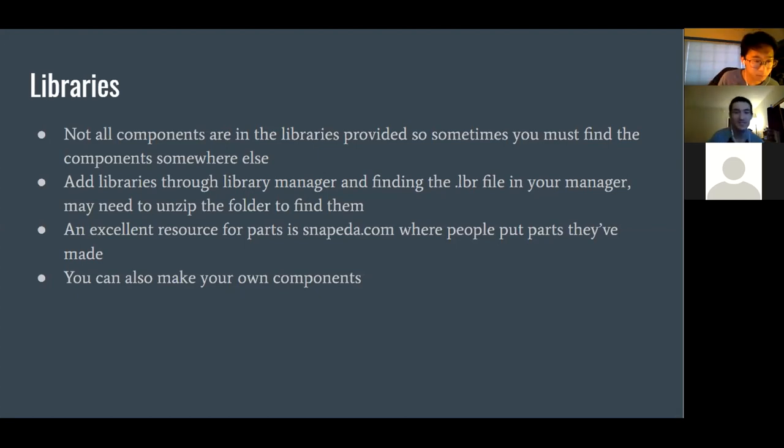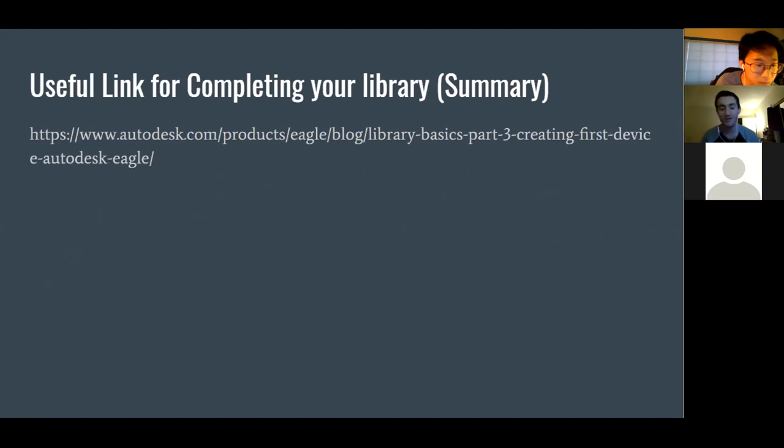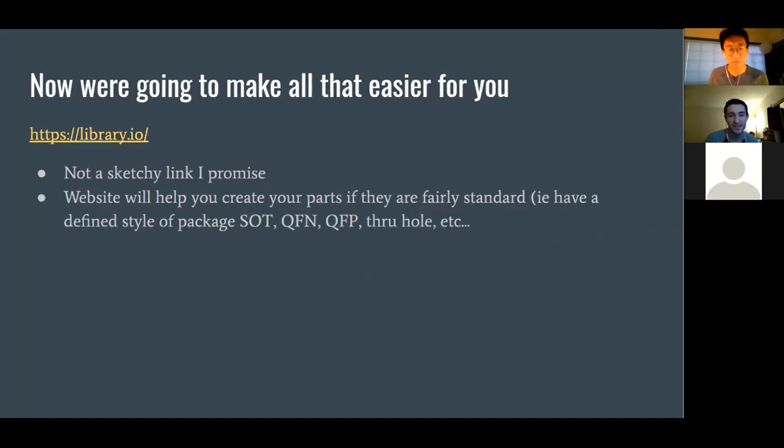It has predefined packages already, and it's really easy to use. It's a parametric designer. So all you have to do is enter the parameters from the data sheet: the lengths the pins are separated by, how big the pins are, what the overall package size is, and it simplifies this whole process. You don't have to worry about the layers or anything like that. It's just boom. So library.io, go check it out.